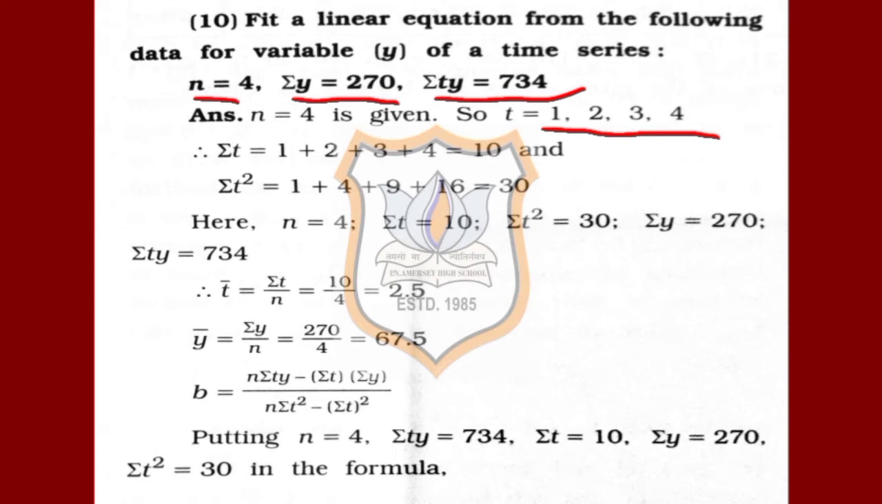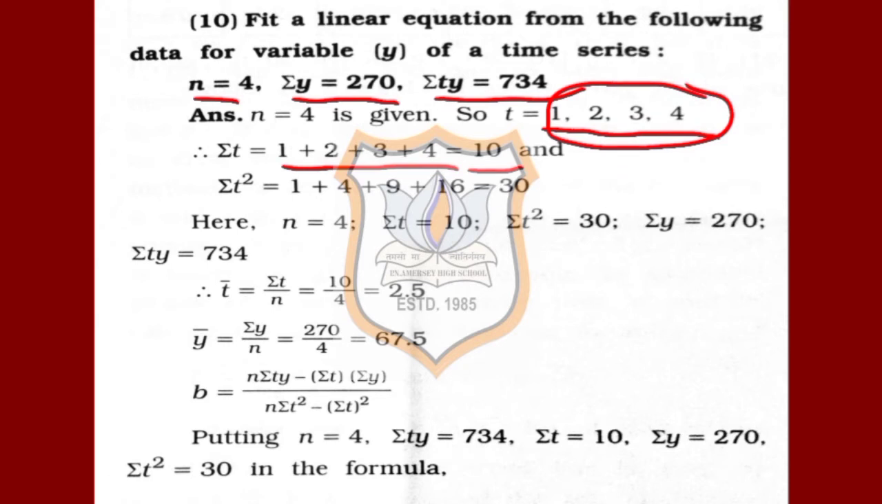Now what is the next step? We have to find sigma t. Sigma t we will find by adding the values of t. Now add the values 1 plus 2 plus 3 plus 4. So this will give us 4 plus 3 is 7, 7 plus 2 is 9, 9 plus 1 is 10. So this is sigma t.